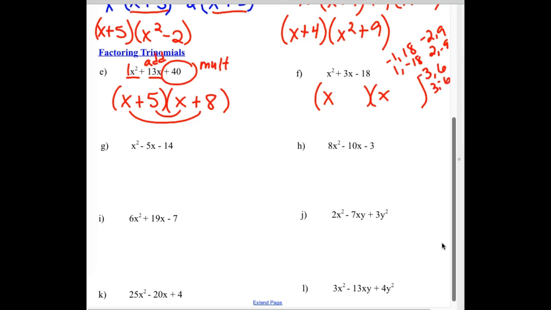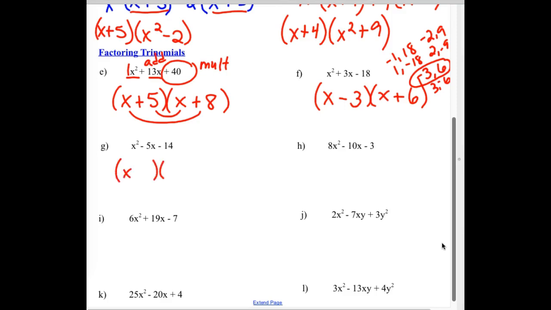And then we just need to decide which one should be negative. Since we want a positive 3, we would need the negative 3 and 6. That would add up to our positive 3. So those are the rest of my factor pieces. All right, again, pause the video and try this next one on your own.